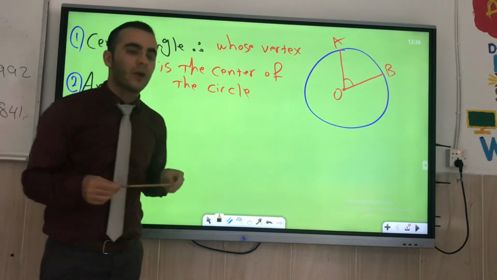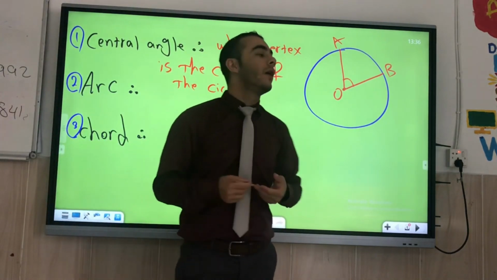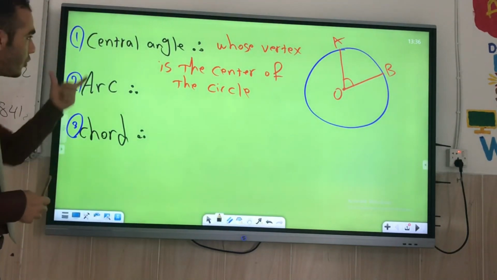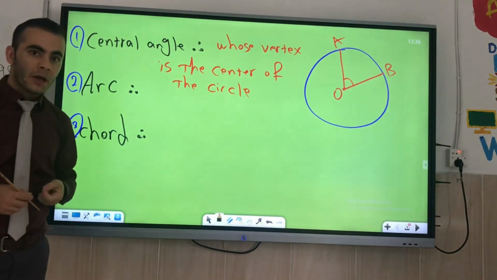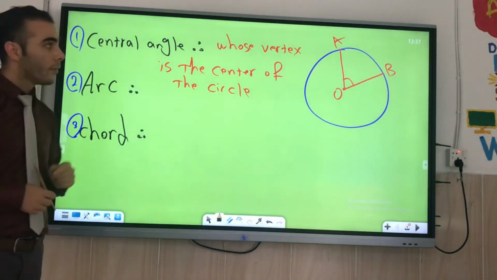So today we are going to talk about section 6.2 of our student book that is related to three important points. First one is central angle, the second one is arc, and the third one is chord.